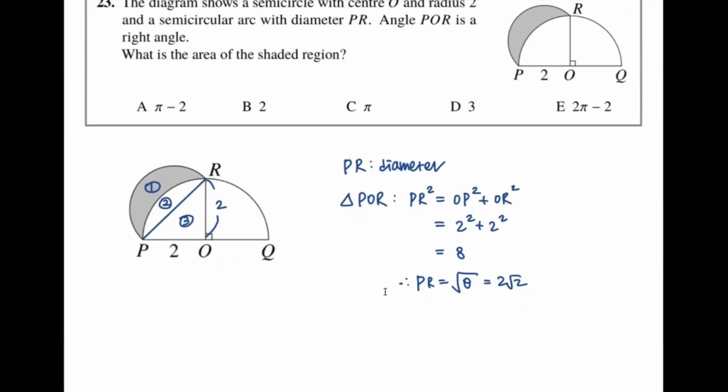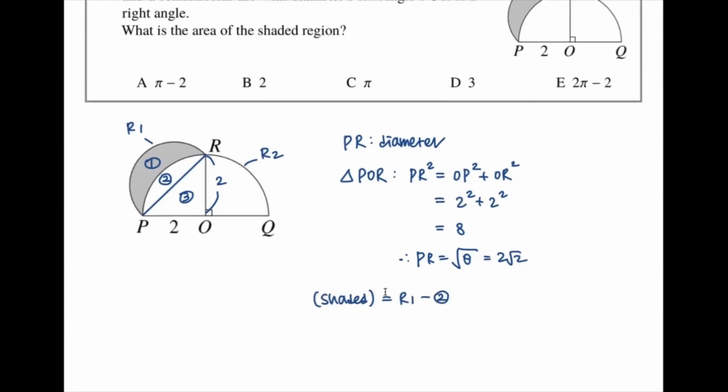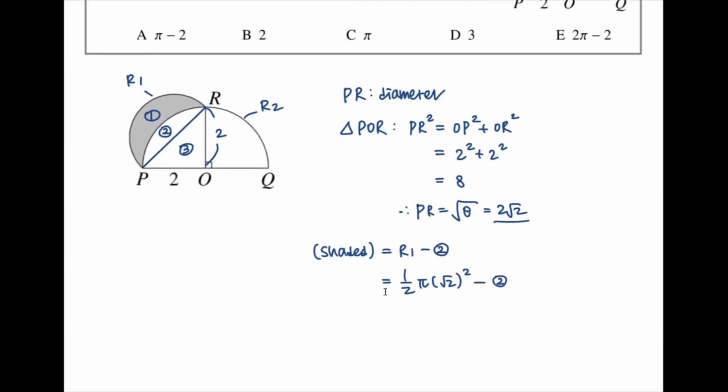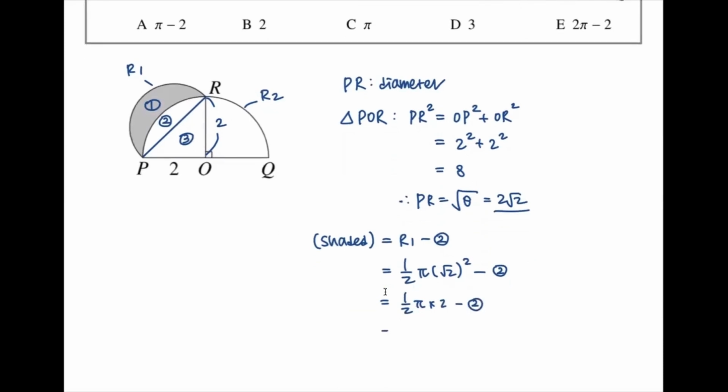Therefore, let's label it R1, the smaller one, and R2, the bigger semicircle. What we need to get is R1 minus the area 2. We know that R1 is half pi root 2 squared minus area 2. Let's calculate it. Half pi times 2 minus area 2, which is pi minus area 2.